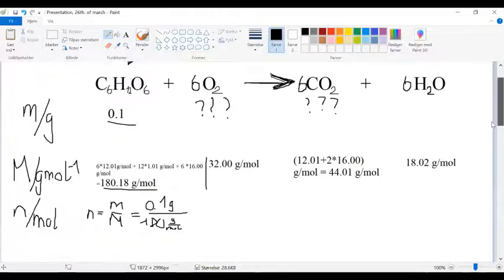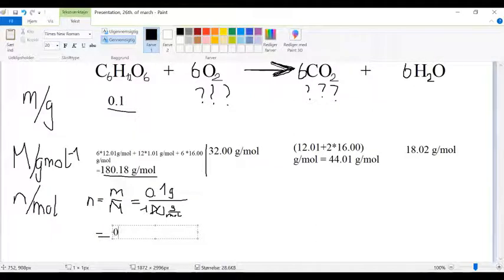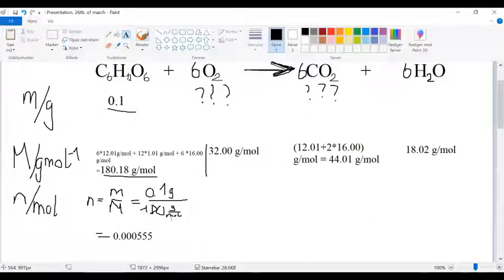Let's see. So that will give us 0.1 divided by 180. So that equals 0.000555, and that's moles. All right. So now we know the amount of substance of glucose in 0.1 grams of glucose. So here is the tricky part. Now we have to calculate the amount of substance of dioxygen, for example, that is being consumed in the reaction.